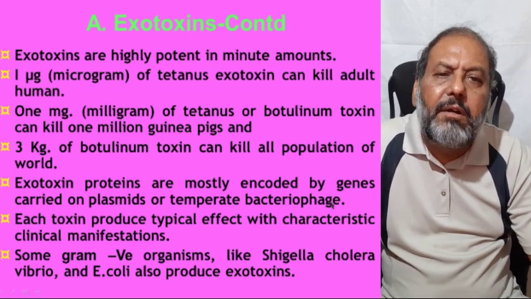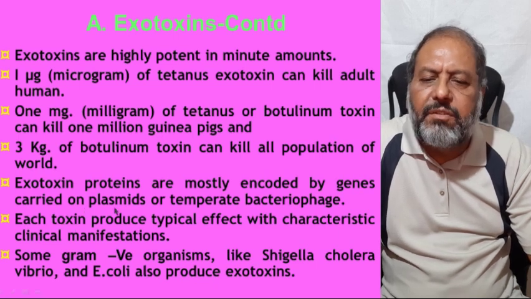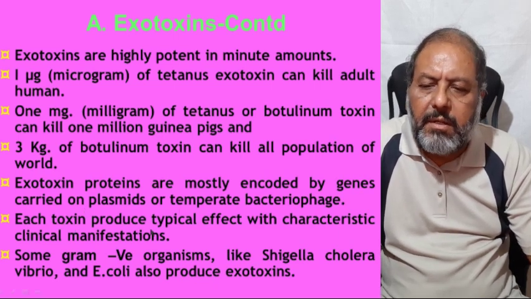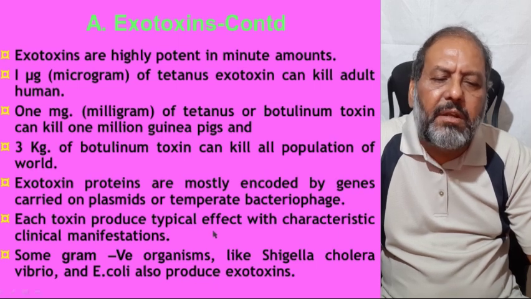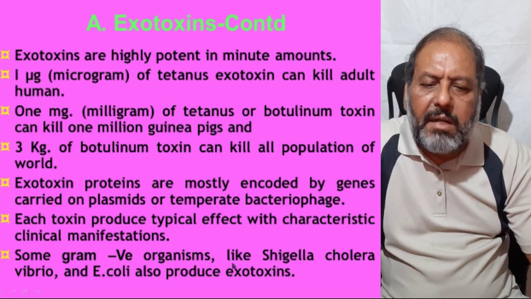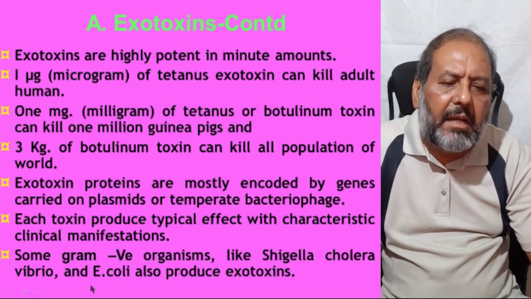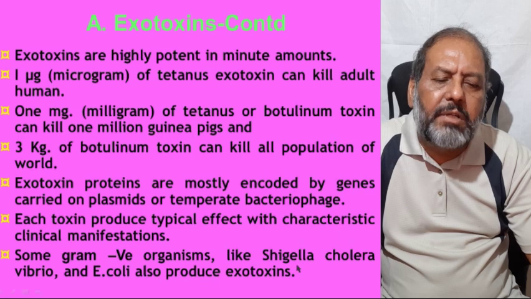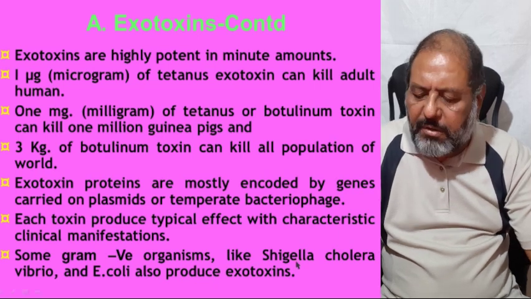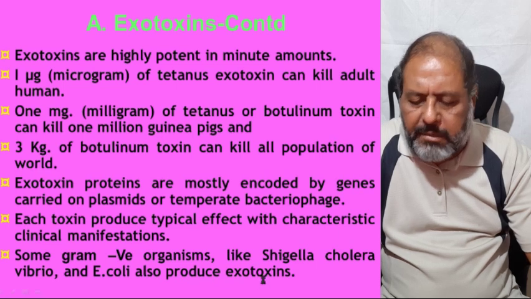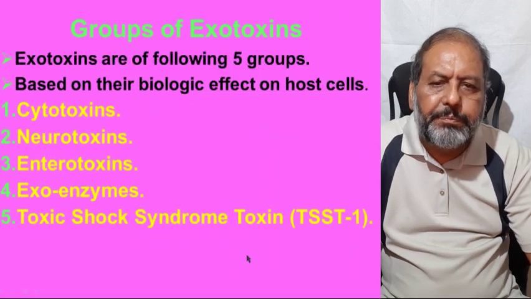Exotoxin proteins are mostly encoded by the genes carried on the plasmid or the temperate bacteriophage. Each toxin produces a typical effect with characteristic clinical manifestation. Some gram-negative organisms like Shigella, Vibrio cholerae, and E. coli also produce exotoxin. Though they are capable of producing endotoxin, they are also capable of producing exotoxin.